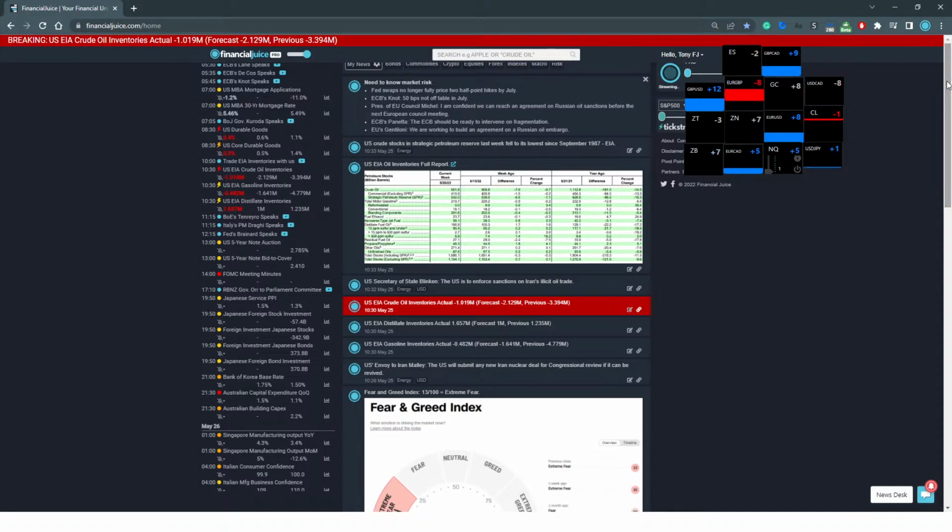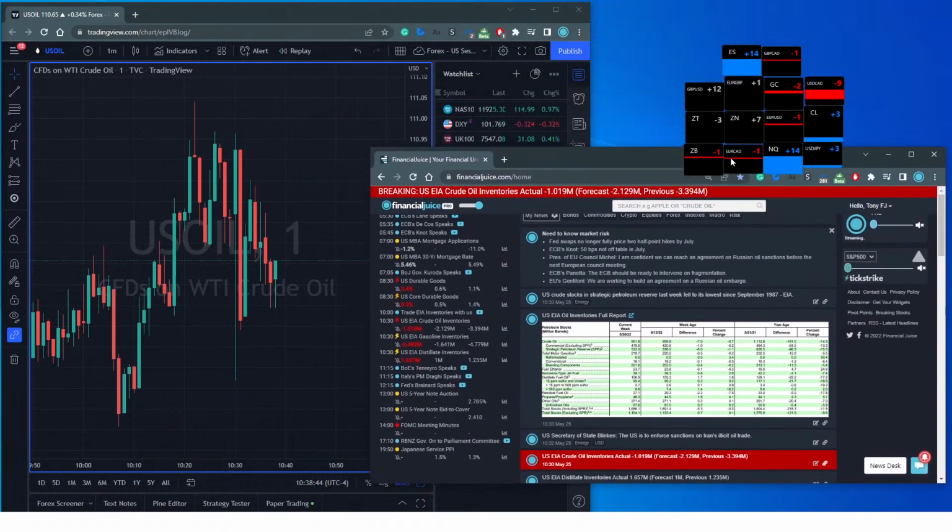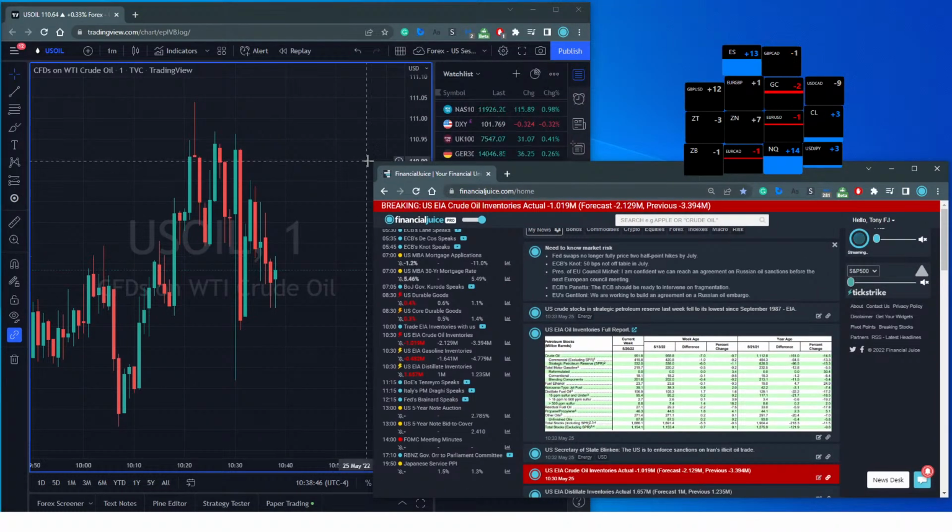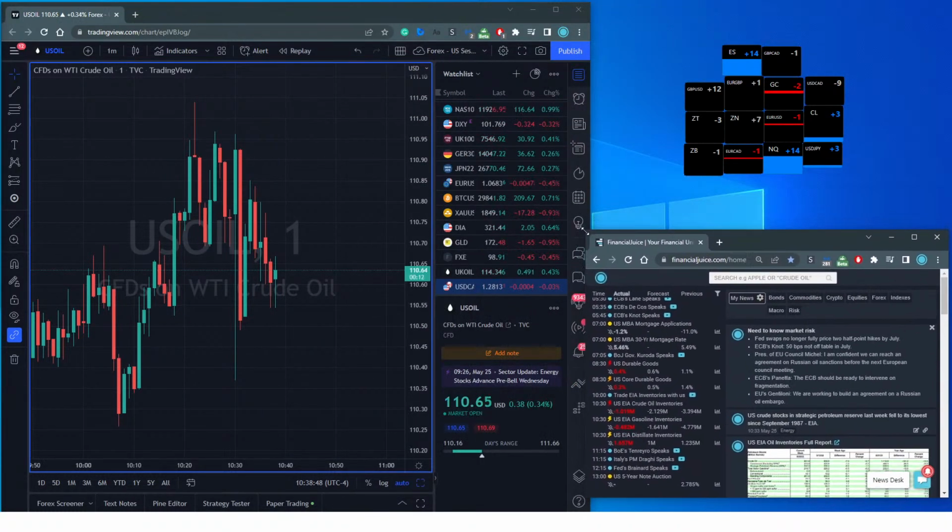Investment banks use it. It's a good way to manage your risk in the markets and know what is happening in the markets, right? And what is happening globally that is having an impact on the markets, right? Then, as you can see, I've been using Tick Strike here. So let me minimize this little window. We can see the movements in WTI crude oil at the same time.